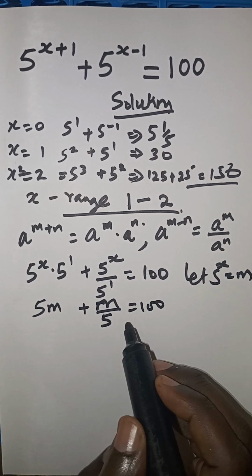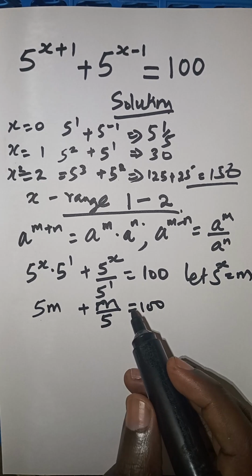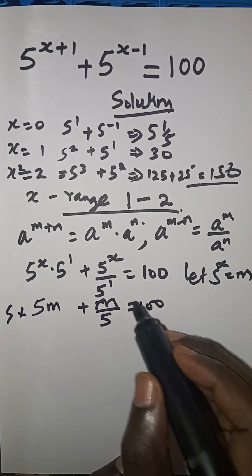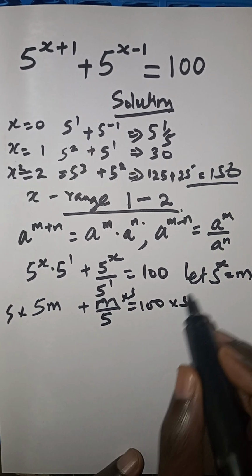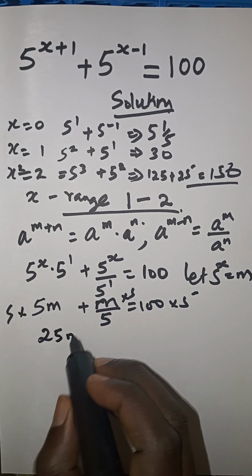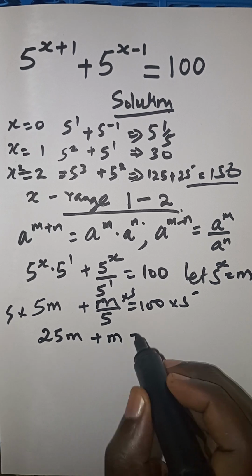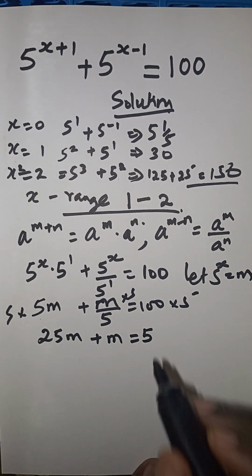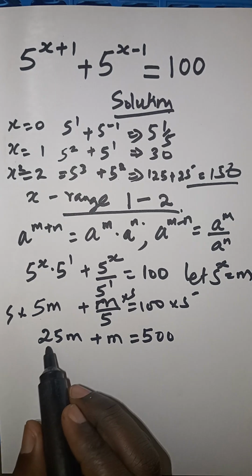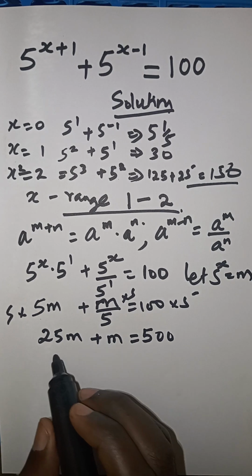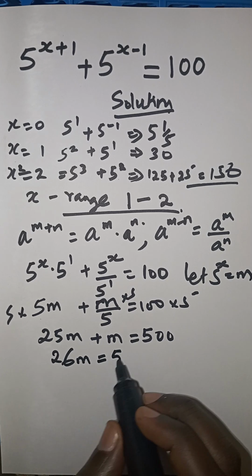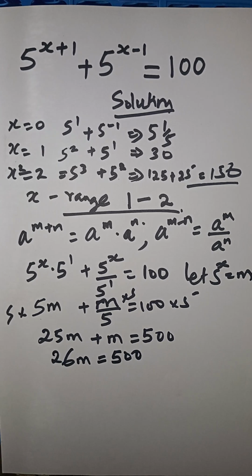so that this changes to 5m, add m divided by 5 should give you 100. At this stage, I'm going to multiply all through by 5, so that this equation changes to 25m plus m should give me 500. So when you add 25m plus m, you're going to get 26m should be equal to 500.